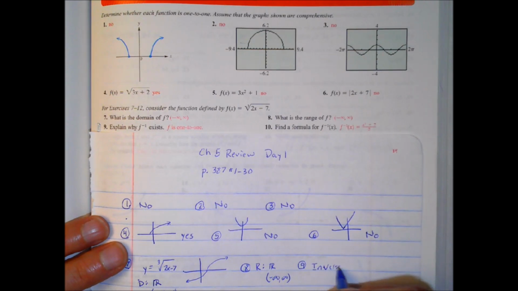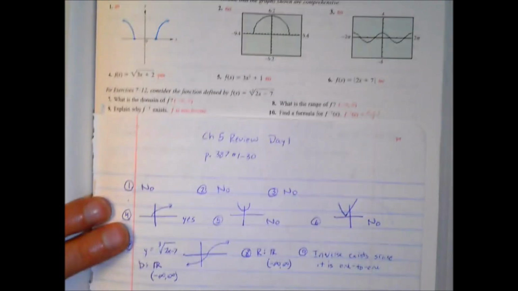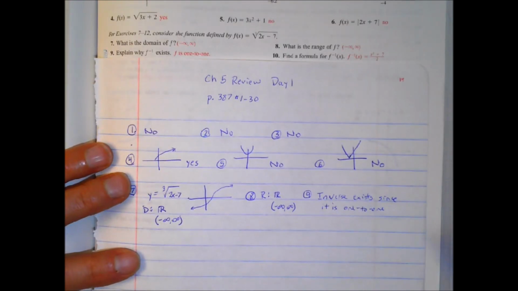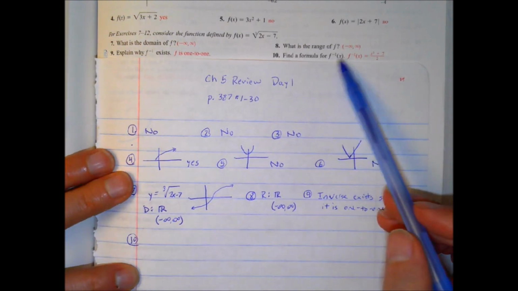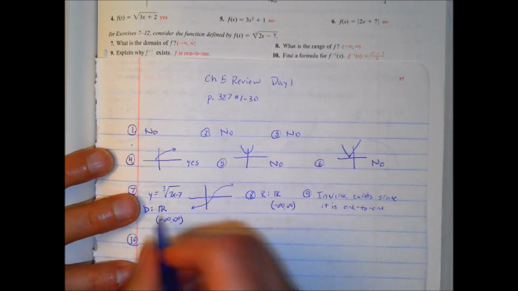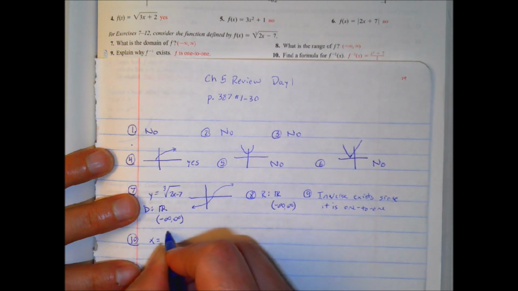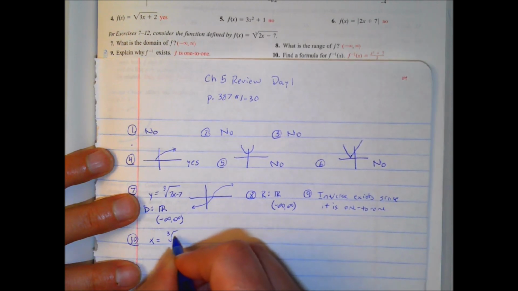Okay, so to find the inverse, we got to switch the x and the y. Okay, so we're going to cube both sides and subtract your 7. Sorry, add your 7 and divide by 2. Okay, so there's number 10. Number 11 says graph both of them and describe how they are related.